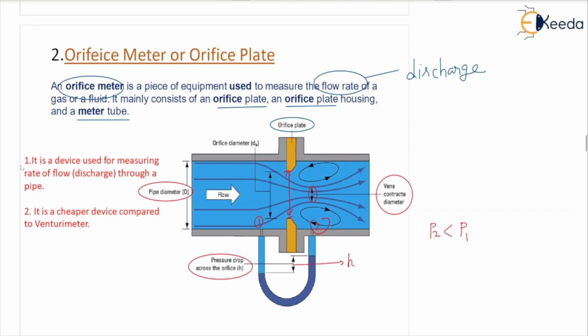So the important point related to orifice meter is that, number 1, it is a device used for measuring the rate of flow, discharge through a pipe. It is a cheaper device compared to venturimeter. Why? Because it consists of fewer parts and it is very simple in design and construction. Let's go and see the discharge formula for orifice meter.